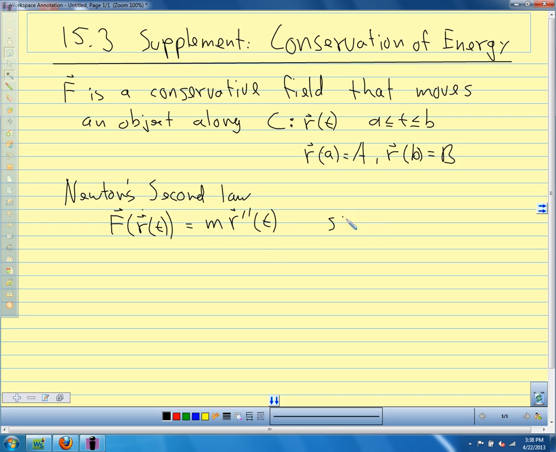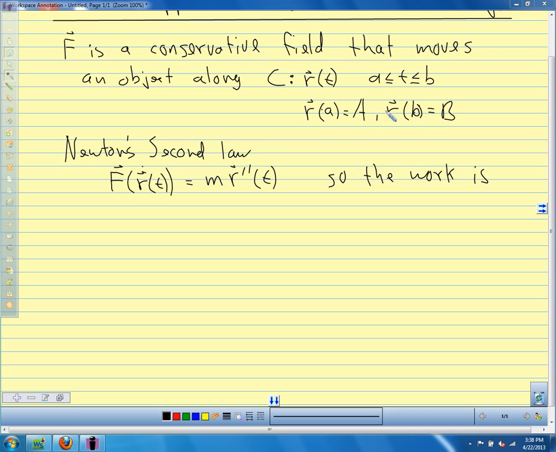So our work. The work done moving our object along this path, we say W equals a line integral of F dot dr, and we're going to evaluate this by taking the integral from a to b of F of r of t dot r prime of t dt. So that's our work.